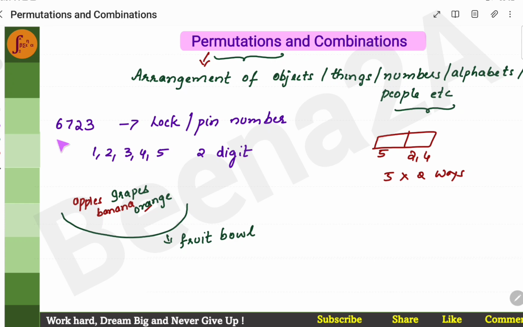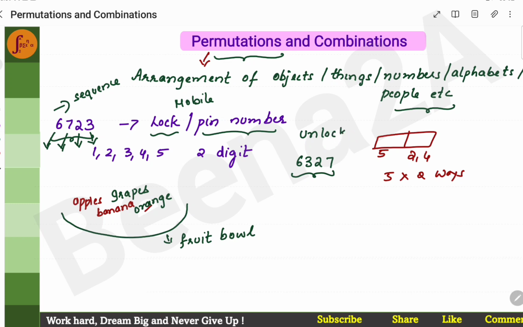For example, say you have a PIN number for a lock, say a mobile lock, and the PIN number is 6723. Just an example. This is in a particular sequence. You have first digit as 6, second digit as 7, third digit as 2, and fourth digit as 3. Now, if I change the sequence to 6327, will the lock work? If I try to unlock the mobile with this PIN, it will not work. The sequence of the numbers is very important.